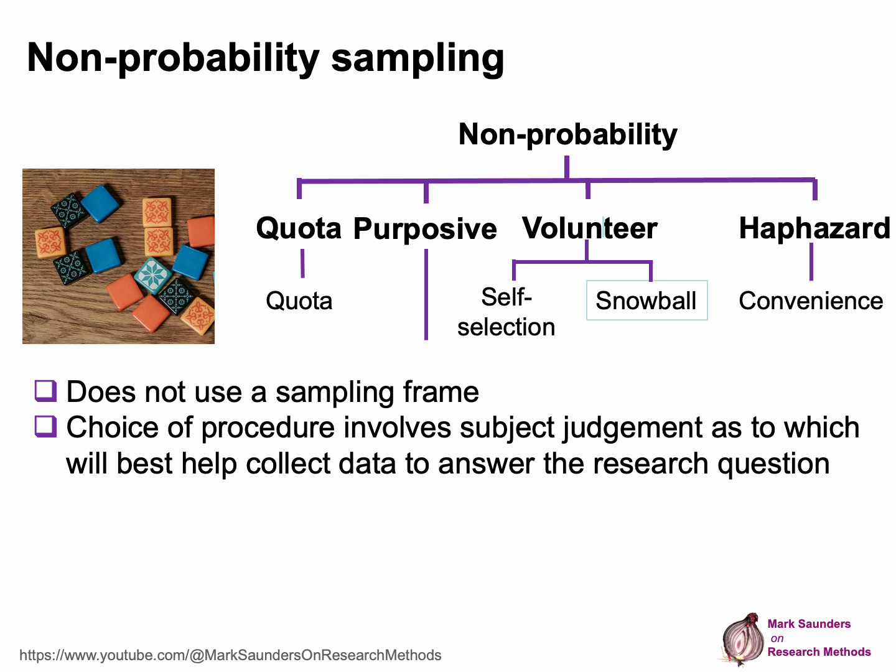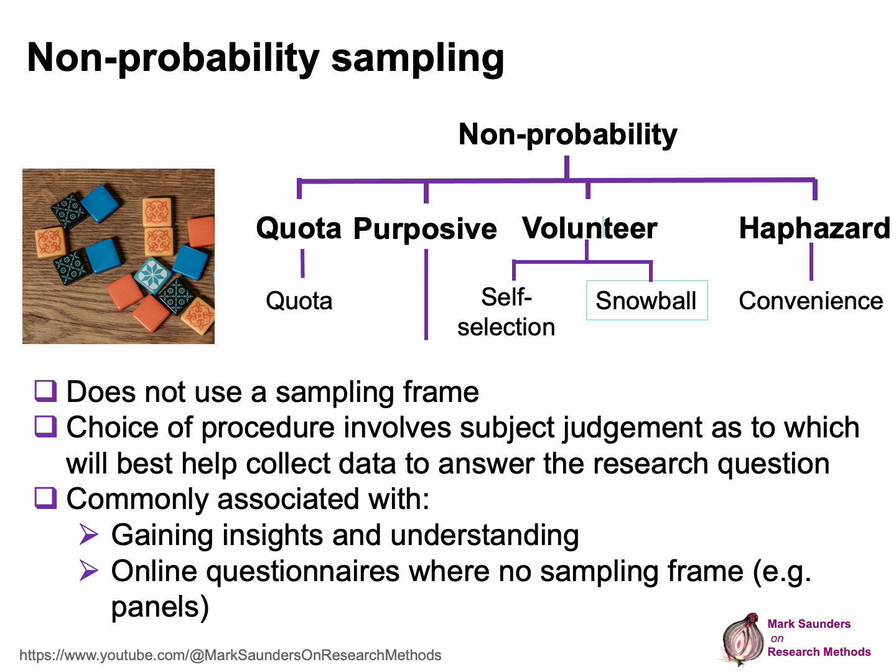Non-probability sampling does not use a sampling frame, and the choice of procedures involves your subjective judgment to help answer the research question in the best possible way. So in other words, you're thinking, how can I best get a hold of the data that will enable me to answer my research question? It's commonly associated with gaining insights and understanding, so in-depth work. It's also associated with using online questionnaires when there's no sampling frame, in particular with quota sampling when we use panel data or panels to actually provide our data.